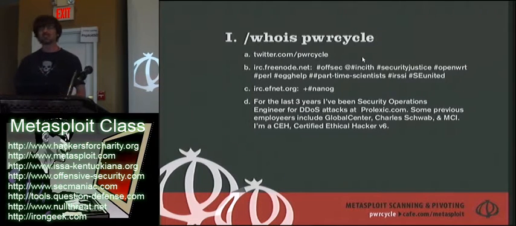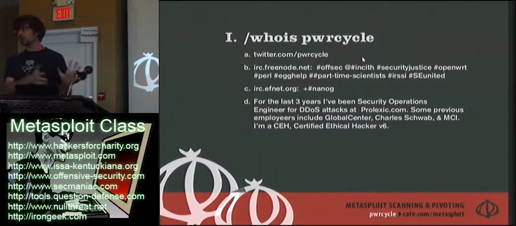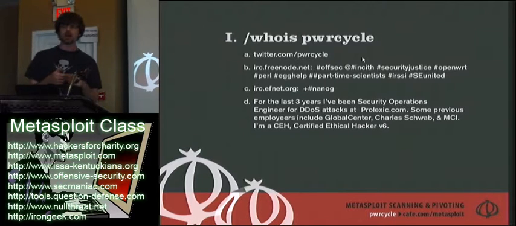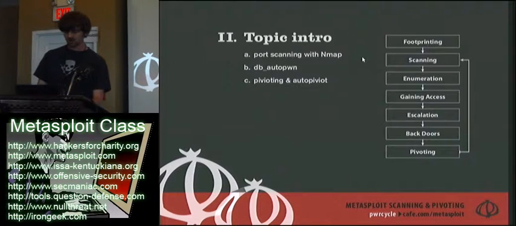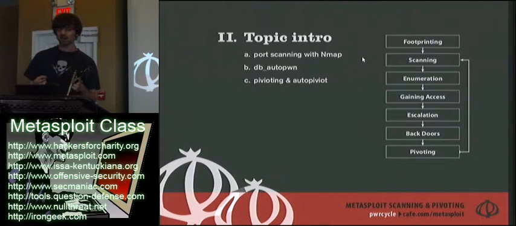Basically, for the last 3 years, I've been a DDoS defense engineer. So I've been defending against botnets, writing firewall rules, analyzing networks, stuff like that. So I do a lot of the stuff on the wire. A lot of the other developers are much better at the actual exploits, popping a specific box. My view of it is mostly just what's on the wire and what's on the network. So the three things I want to talk about are Nmap, DB autopwn, and pivoting.